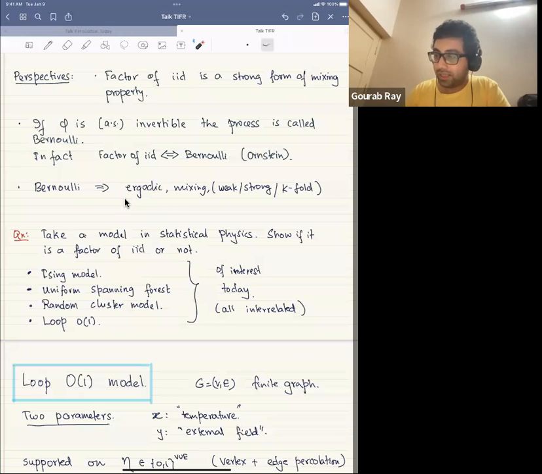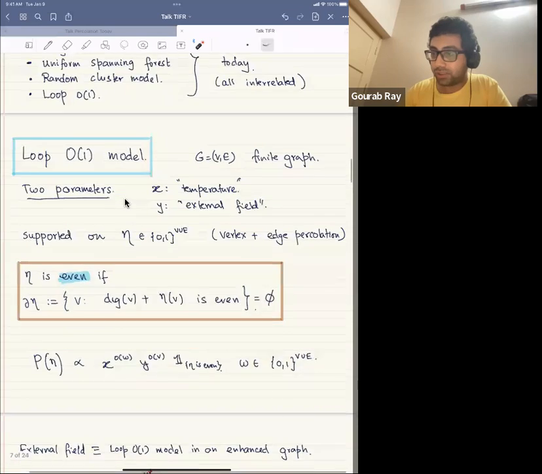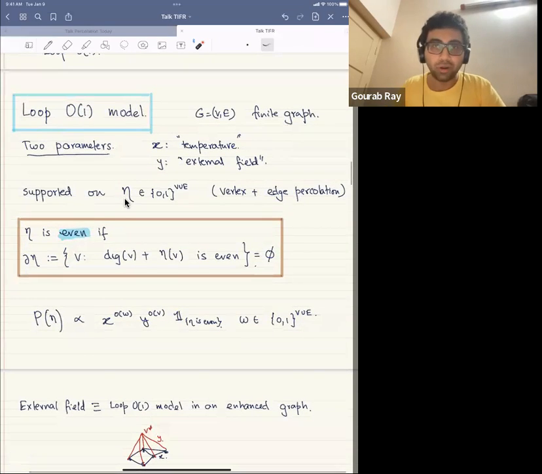So let me go ahead and define the model which is of interest today. This is called the Loop O(1) model. It's going to be related to the Ising model, which I'm going to talk about later. Let's define it on a finite graph. You have a finite graph, and the model is defined as follows. Here is the probability measure.